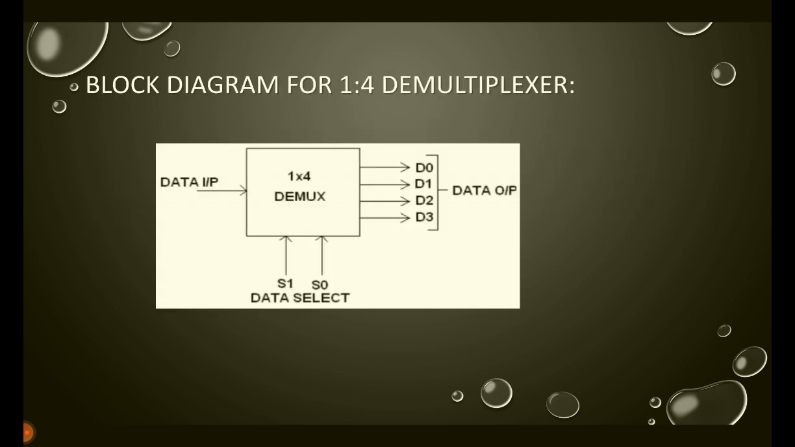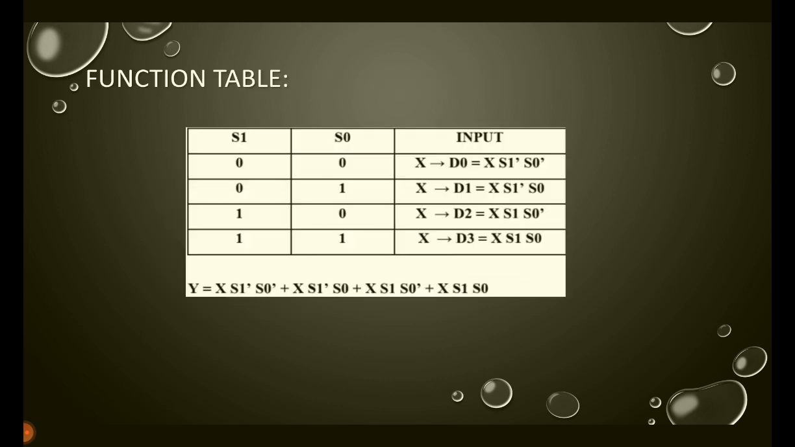Block diagram for 1:4 demultiplexer. Here we have input 1 and output. We have 4 outputs and we have 2 selection input lines. So function table. Here we have S1, S0 input. So using the output value, I have given the equation Y.